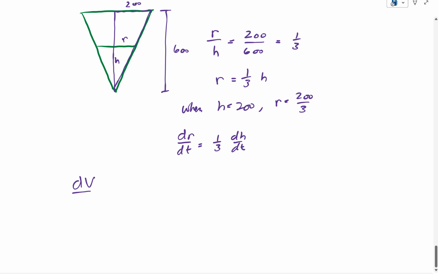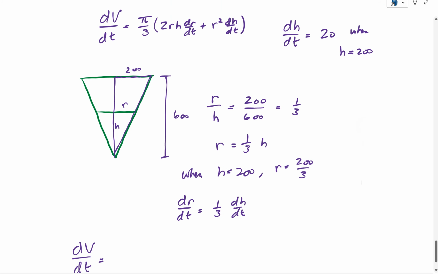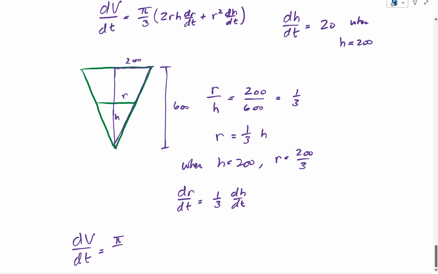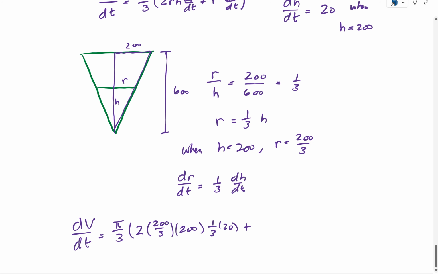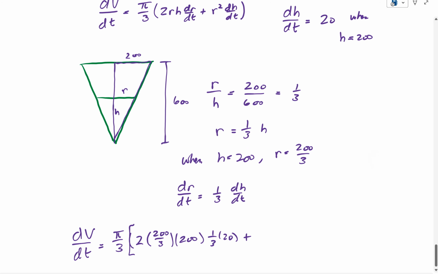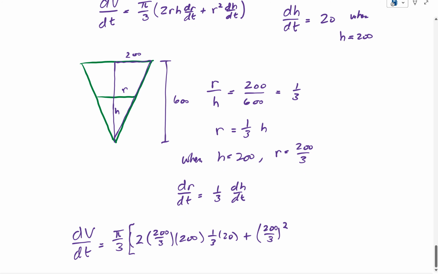So I have dv dt, and so I'm going to have here, just plugging into this equation at the top, I have my pi over 3, 2, and then I'm going to have my 200 over 3, and then I've got my h, which is 200, and then my dr dt, which is 1/3 dh dt, which is 20, and then plus, so this is big brackets here, and now I have r squared, so this is 200 over 3 squared, and then dh dt, which is 20. So that gives me my dv dt.